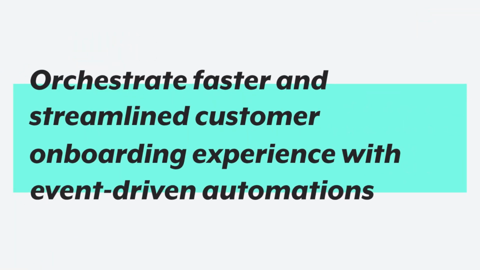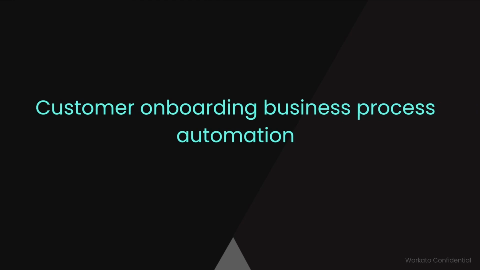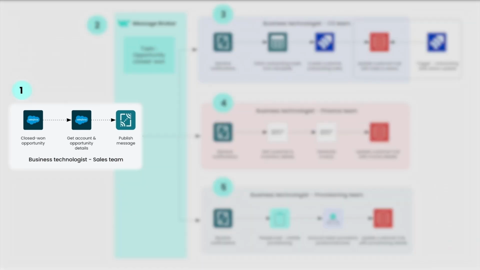This demo will cover how Workato can be used for internal multi-step processes. Let's start with the customer onboarding business process automation using choreography pattern. First, the sales team receives a closed-won opportunity in Salesforce, which kicks off the automation. The opportunity details are published as a message to a topic using Workato's pub/sub messaging.